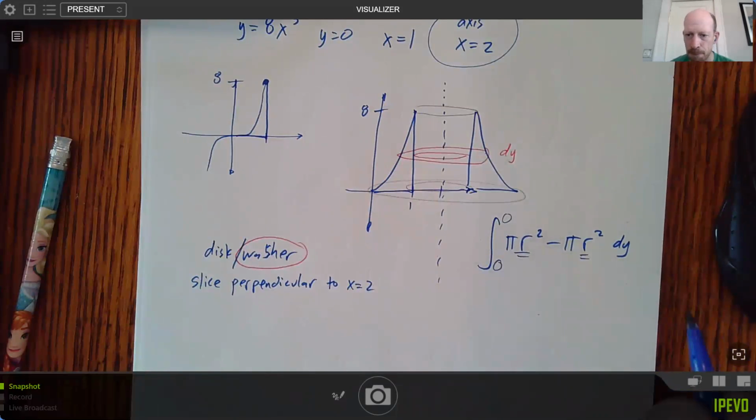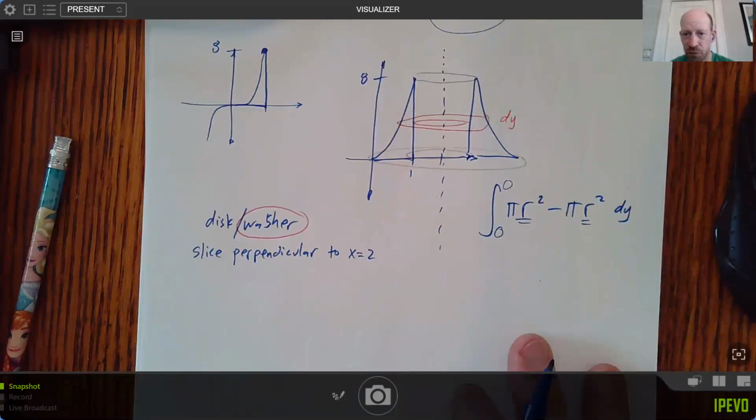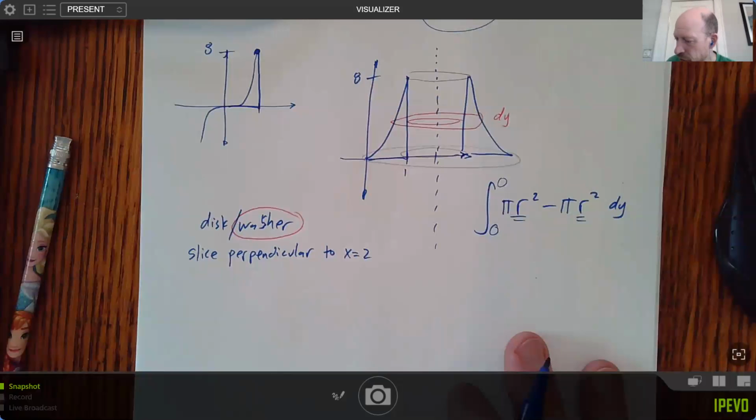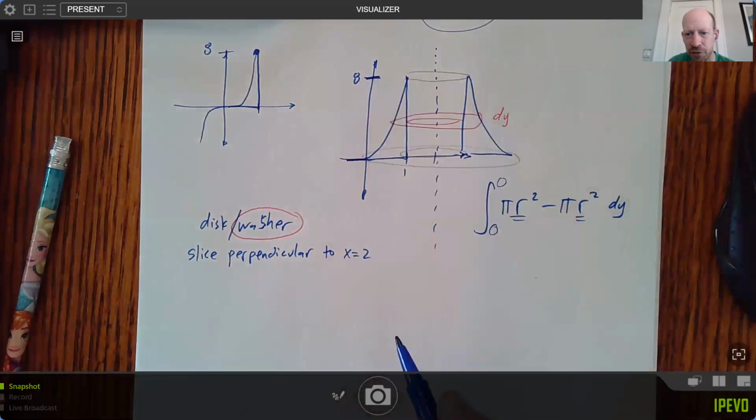So you can start with any one of those you want to. Maybe the bounds are easiest in this case, right? Because I'm going over the y values, so I'm going to go from 0 to 8.